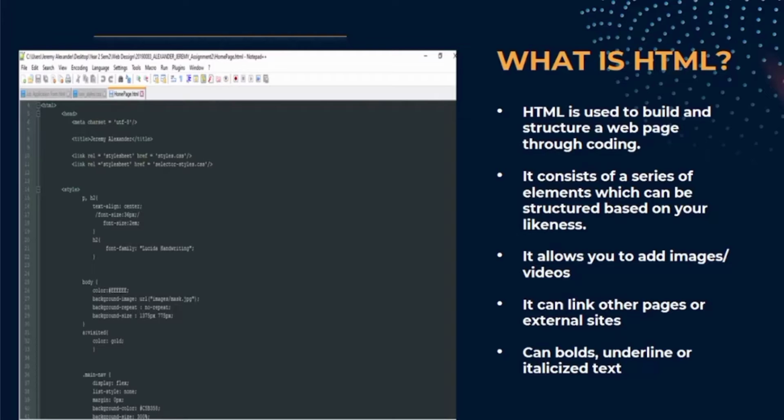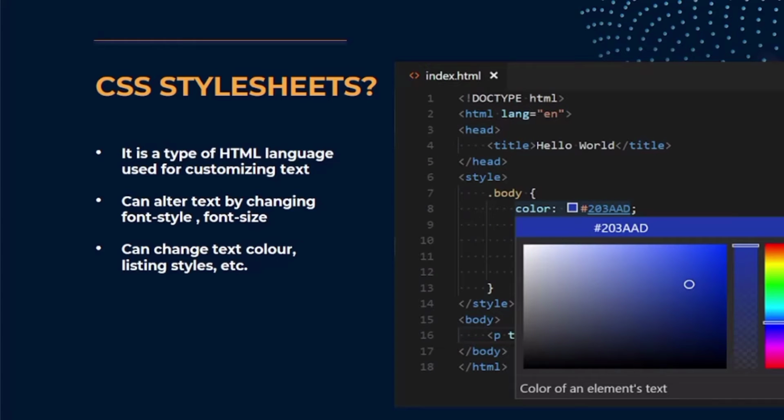Aside from using any of the CMS that were mentioned in the last video, you can develop a website from scratch using HTML coding. HTML is one of the many coding languages which allows you to build and structure a web page. It consists of a series of elements that can be structured in a way to act and appear based on your likeness. It allows you to add images, link to other pages, add videos, and even bold and underline text. You can manipulate the appearance of the web page using CSS style sheets.